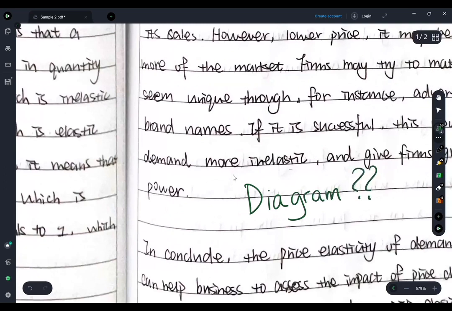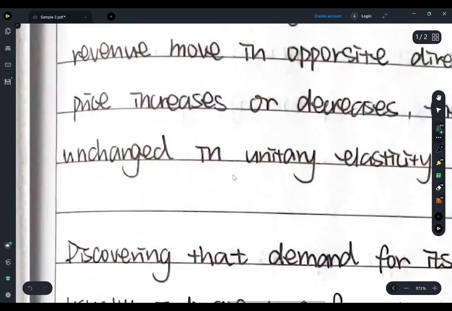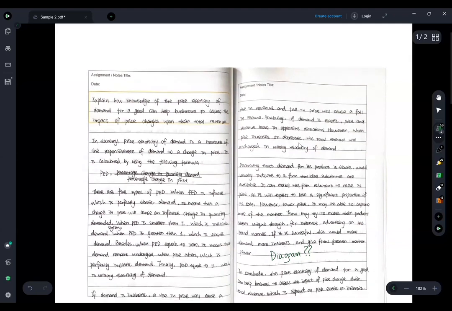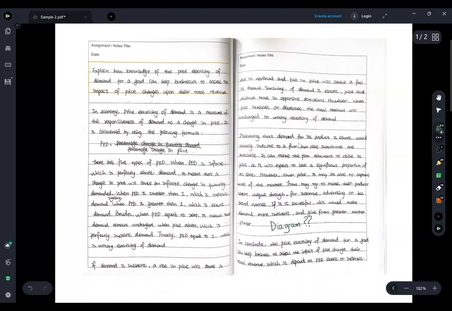But the arguments in favor or against, of how it can help businesses, have not been so much focused on. I can see that there was a clear rush towards the conclusion without giving solid examples, as Angela has also mentioned now. So this was the clear lacking. But the main thing which will cause a serious decrease in the marks for this essay is the absence of the diagram.